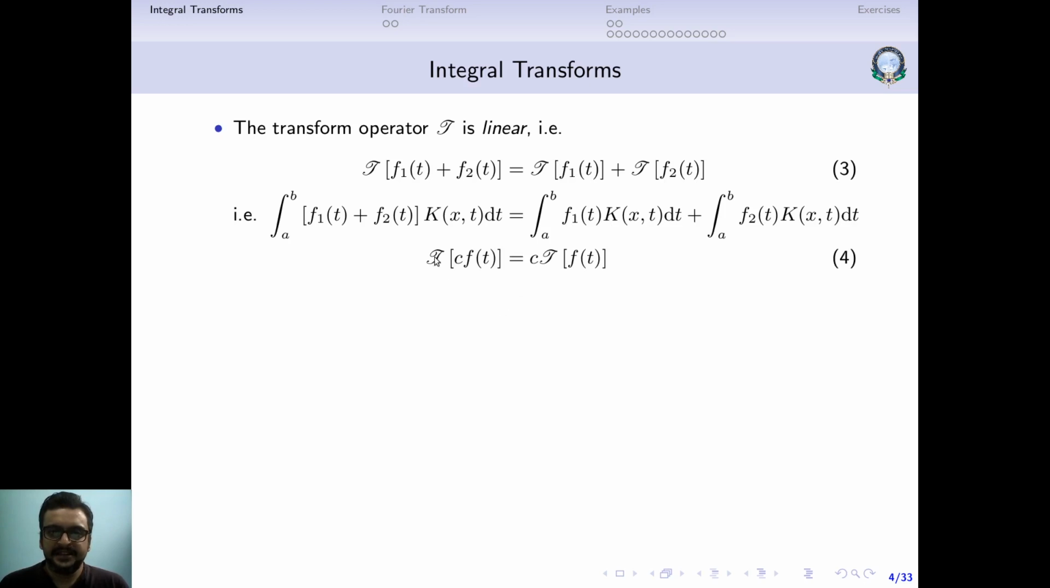And the second condition for linearity is the integral transform of a function which is multiplied by some constant. Okay, so if I have a function f of t, I multiply it by a constant and then take the integral transform. That is the same as first taking the integral transform and then multiplying by the constant. So it really does not matter in which order I do this. So this, again, you could just expand and express it like this.